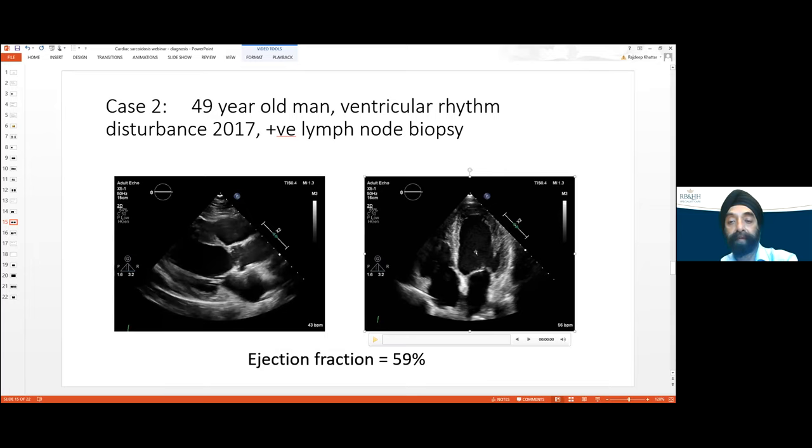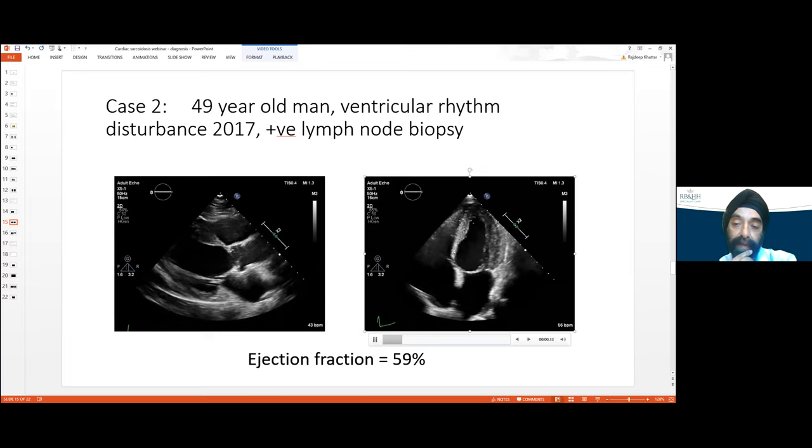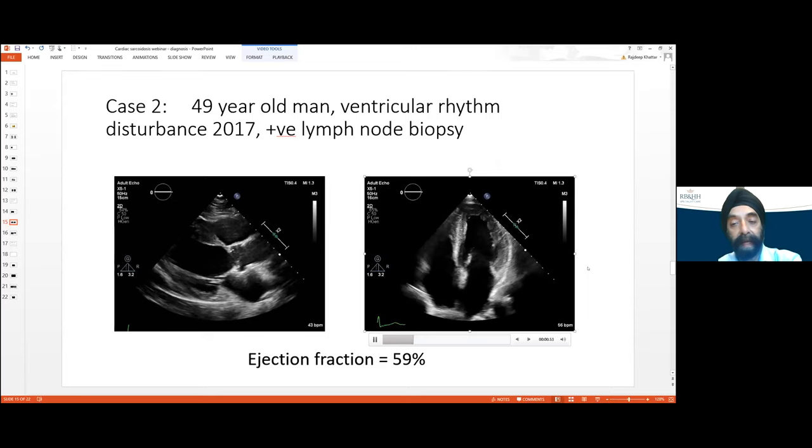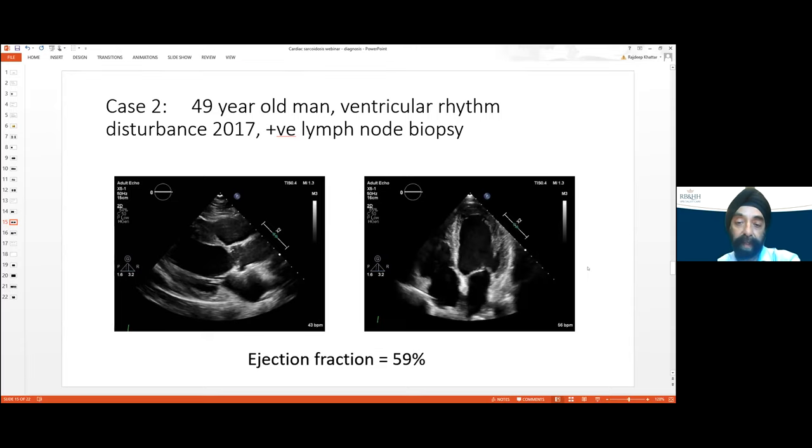And in the apical four-chamber view, this is also the same part of the septum that I described here, but it's more obvious that there's thinning of the basal part of the septum. And this is also where the AV node lies. So this is why many of these patients not just develop ventricular arrhythmias, but can have complete heart block. In this case, the ejection fraction was entirely normal, and it's this focal areas of sarcoid involvement which were suspicious on the echocardiogram.